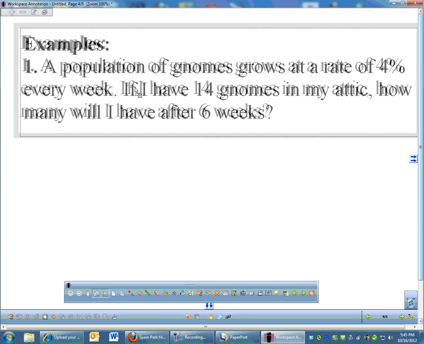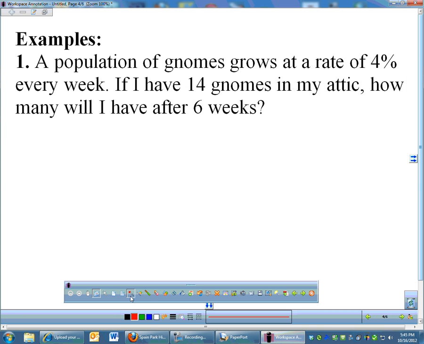The first one is a population of gnomes that is growing. So as soon as I see population growth, I know we are dealing with PERT, so A equals P times e to the RT. And I'm going to pull out my given information, a rate of 4%. So I know my rate is 0.04. And notice it's every week. So my unit of time is going to be in weeks.